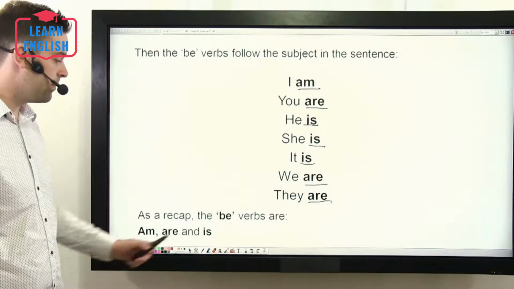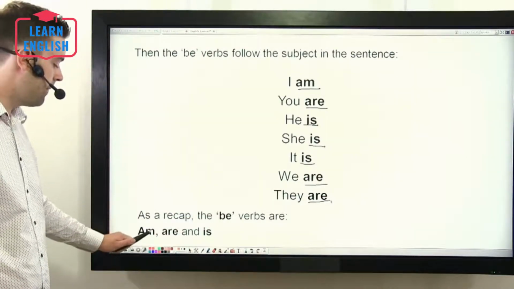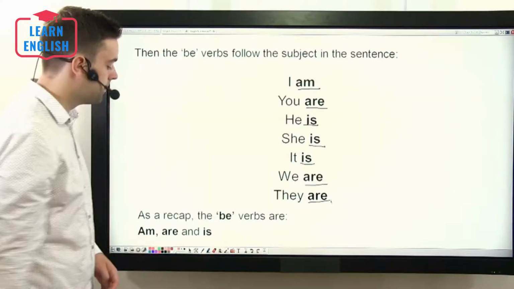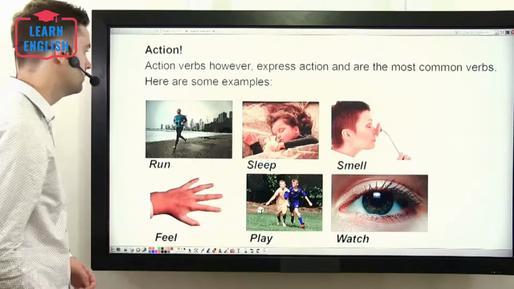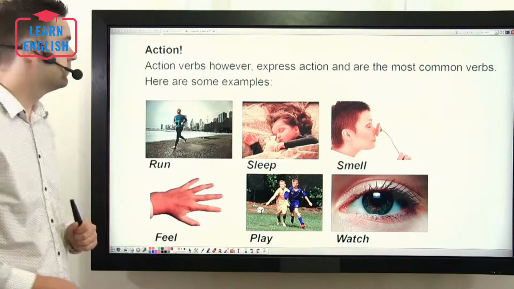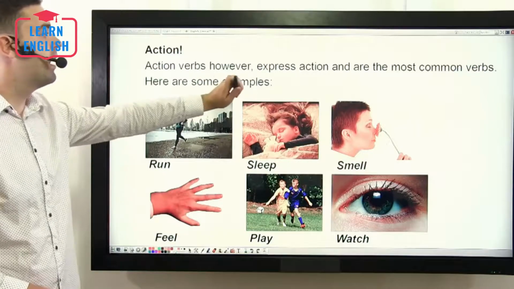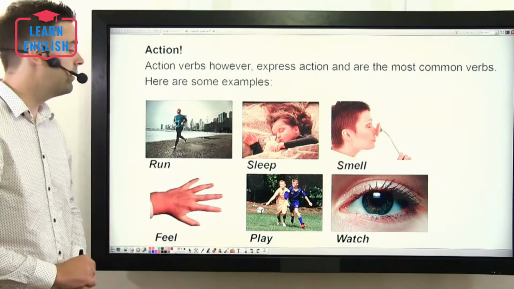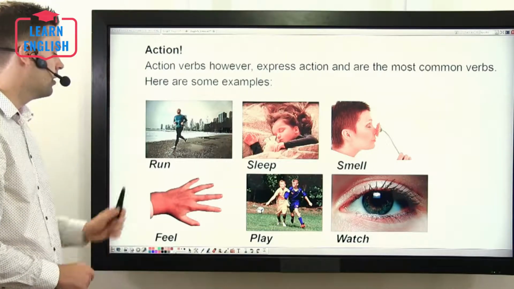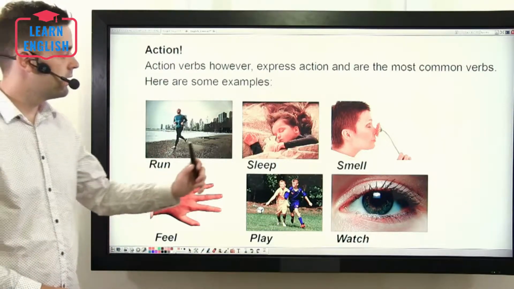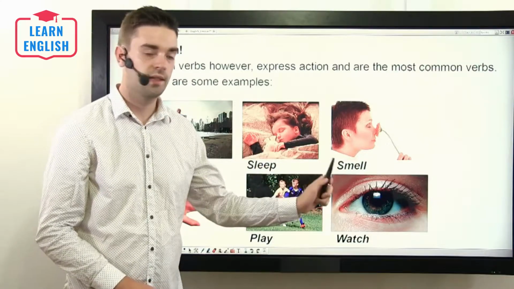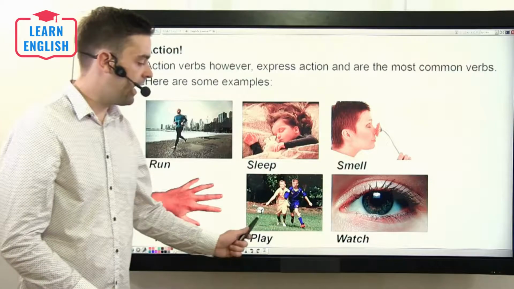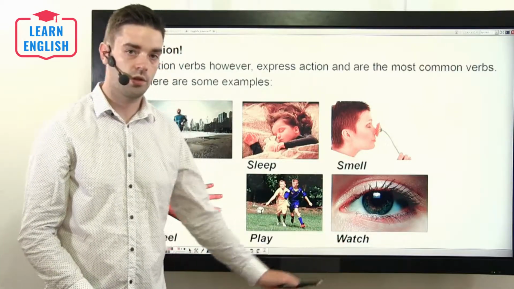As a recap, the be verbs are just am, are, and is. Action verbs, however, express an action and are the most common verbs used. Here are some examples: run, sleep, smell, feel, play, and watch.